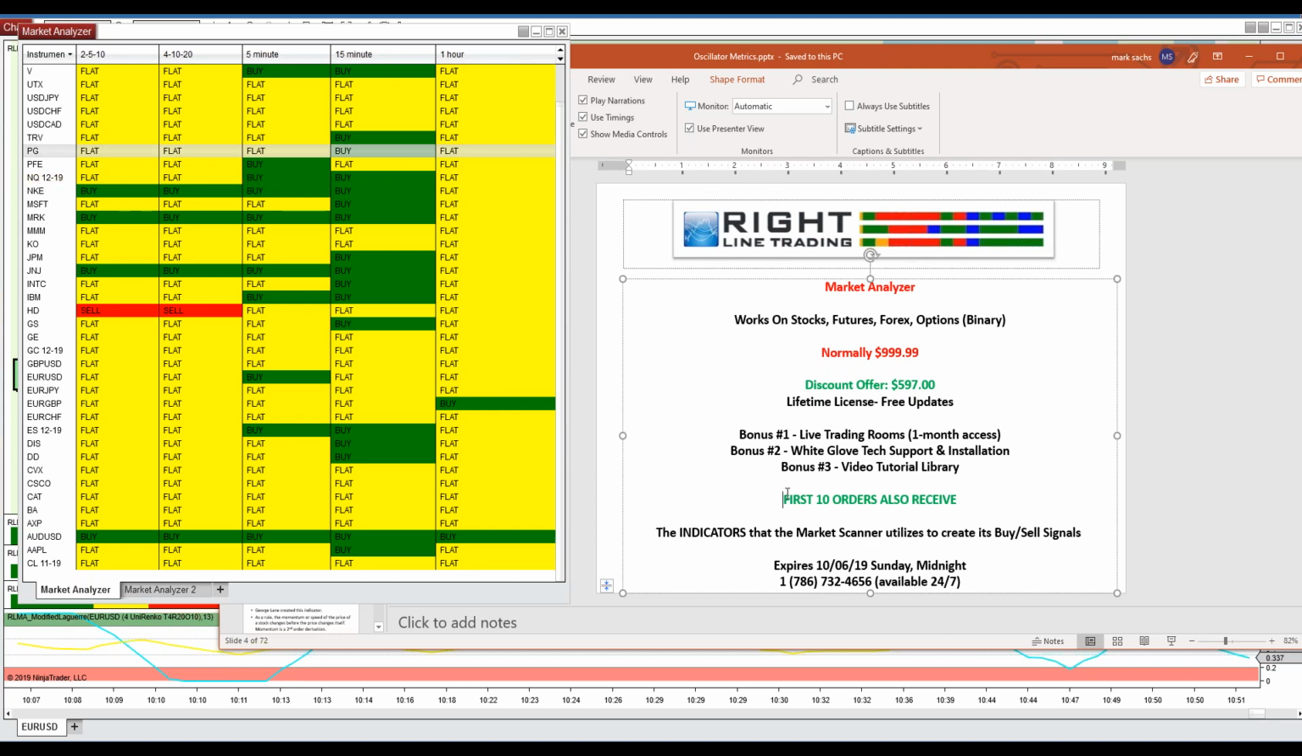I don't know when the first 10 are going to go. But when those first 10 are gone, you are not going to get the indicators. You will get a stellar, we call it the analyzer. It really should be called the market scanner.